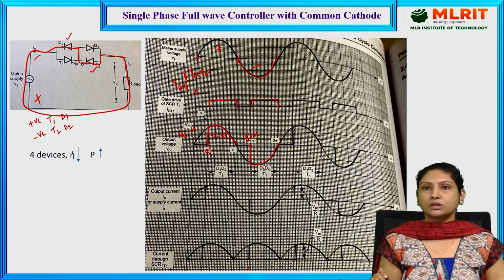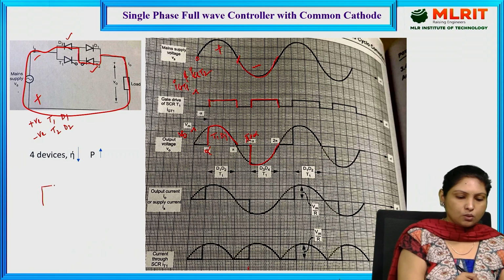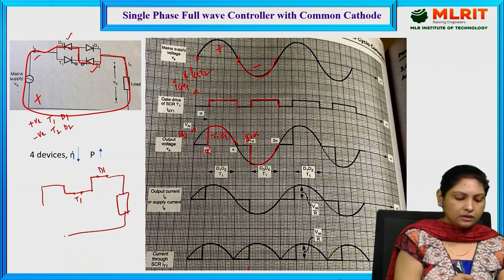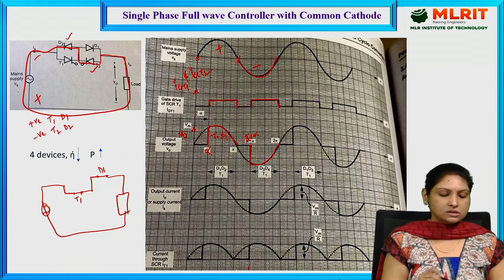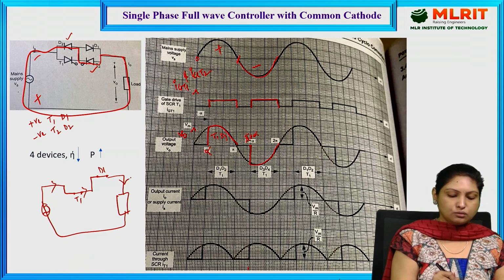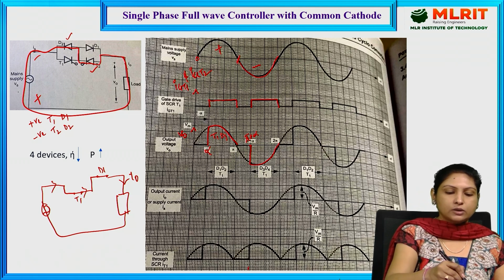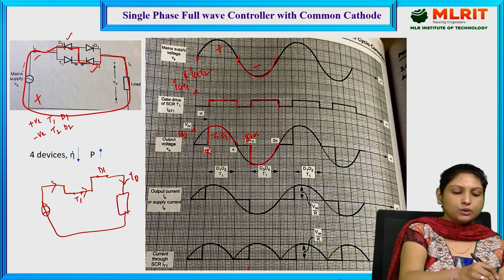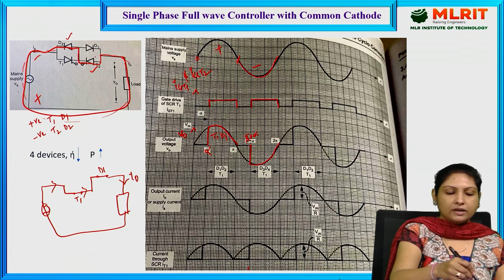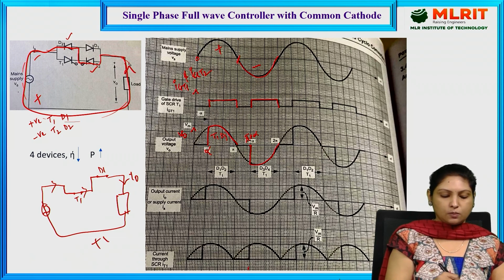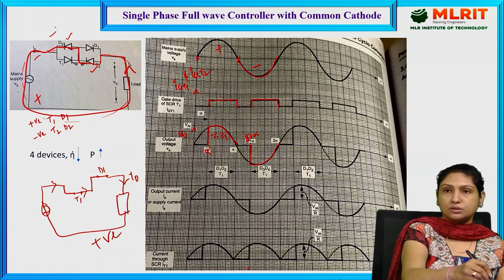During the positive half cycle, the current through the load flows through T1, D1, load and back to the supply. This is the direction of the current flow through the load during the positive half cycle. Whereas during the negative half cycle, the current through the load flows through T2, D2 and back to the supply. The current now flows in the reverse direction to that of the first case. This is the individual circuit diagram during the negative half cycle.